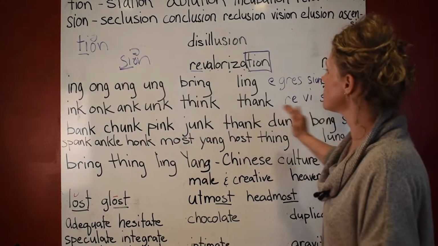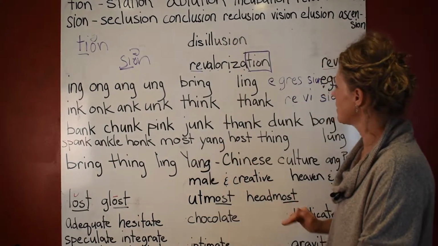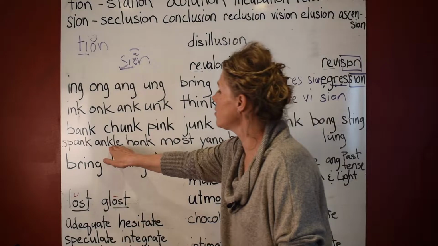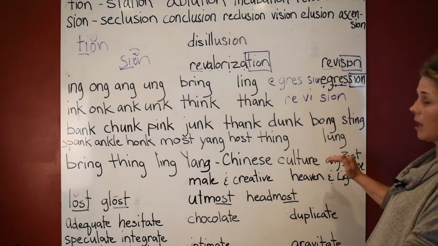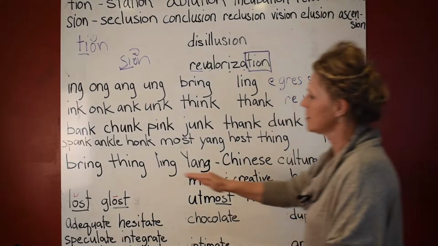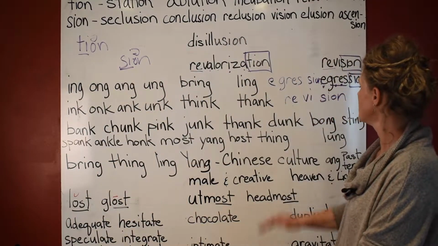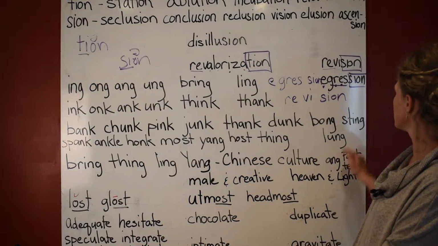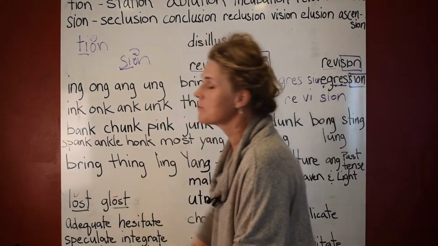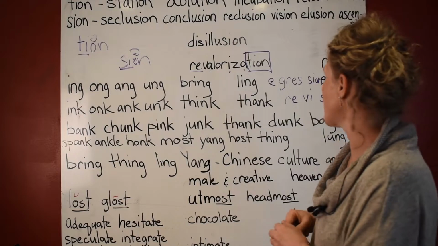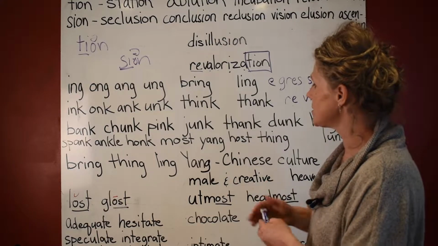So now we have lots of words that have these units in them. Let's read them. Chunk, yang, dunk, ankle, honk, bank, dunk, lung, sting, spank, bank, monk, dunk, bong, sting, thing, junk, bank. So those are words. I know I repeated some, but they're just kind of fun to say, so they're easy to memorize.